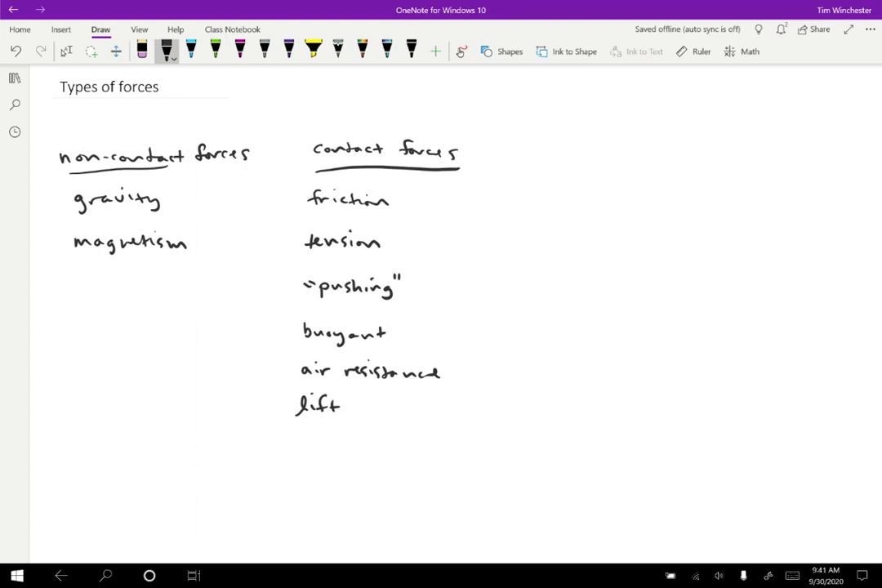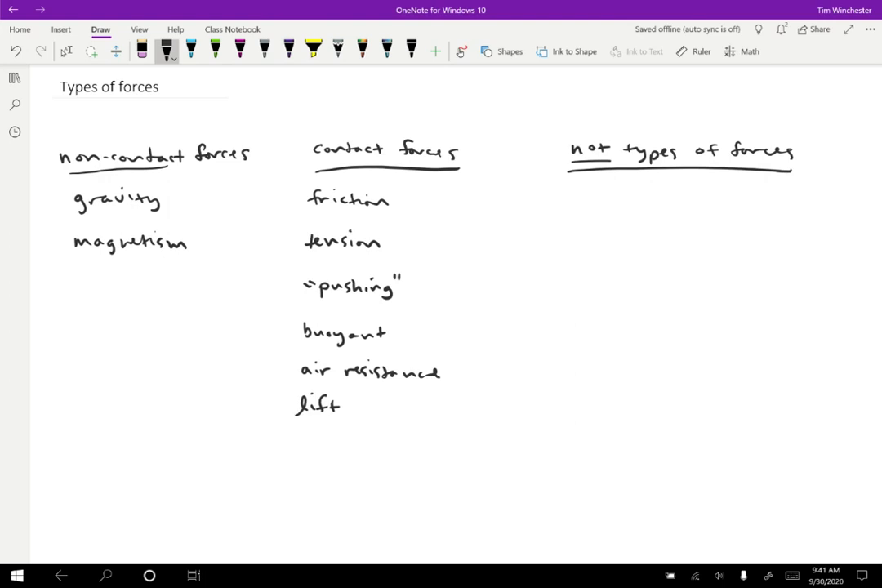If you're considering a contact force, you know that the objects that are exerting forces on each other need to actually be touching, whereas that's not true for non-contact forces. Okay, so I've left some space here because there are a number of things that you might think of as forces that are not actually types of forces. And I just want to go over some of those here.